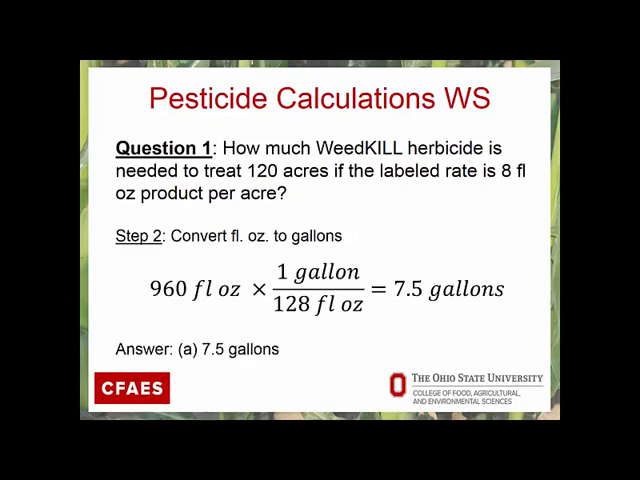Now, since we typically cannot buy product in ounces, we may need for this problem to convert to gallons. And just a tip for the ODA exam, you may need to know how to convert between fluid ounces, pints, quarts, and gallons. So you need to know that there's 128 fluid ounces, 8 pints, and 4 quarts to a gallon. So to convert 960 fluid ounces, you divide by 128 fluid ounces per gallon, and the answer is 7.5 gallons.